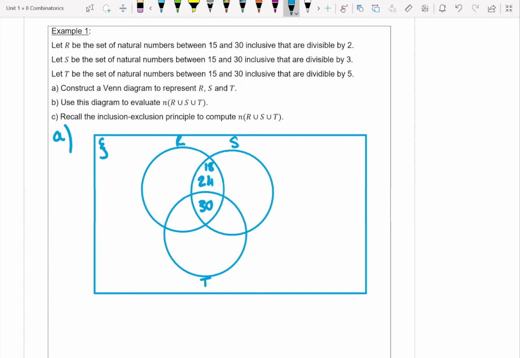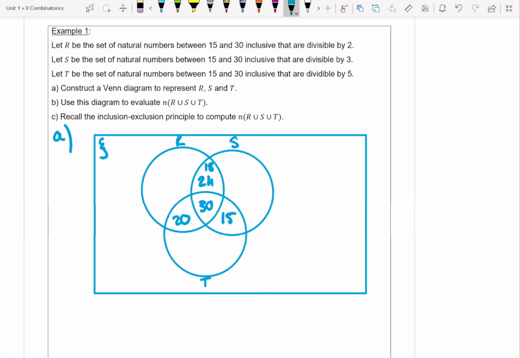When looking at the intersection of R and T, that's going to be numbers that are divisible by 2 and 5. So that's going to be our multiples of 10. So we skip over 10 because it's not in our universal set. We just have 20 there. And then the last one is the intersection of S and T. That's multiples of 15. So it's going to be 15, and then 30 is in the center there.